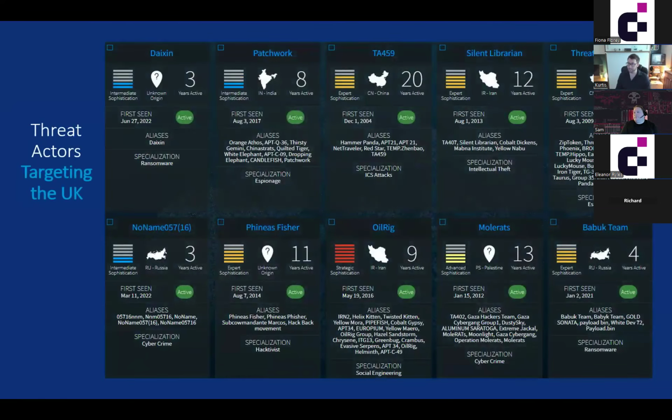Some threat actors targeting the UK and specifically the care sector directly are these ones up here. Don't worry, you don't need to know the names. You can ignore everything that's said here. I'm just flagging up information in the background that we use to highlight. So the key parts here are to look at where they are likely coming from. So this one here and this one, we don't know where it's from.